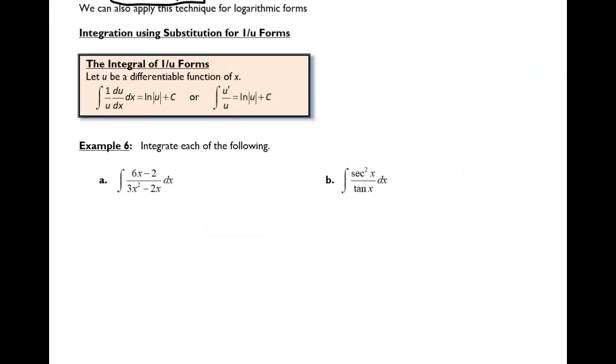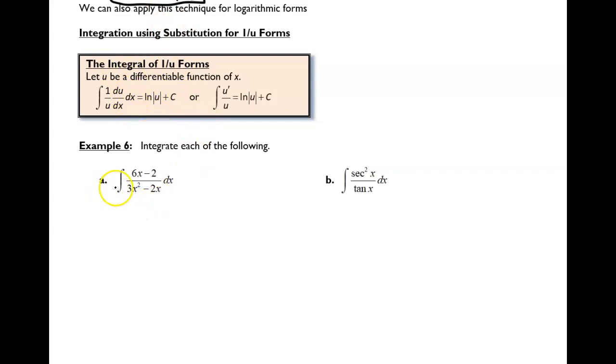And finally, we can also apply substitution for 1 over u forms. So remember that the antiderivative of 1 over u is natural log of absolute value of u plus c. What that's going to look like for u substitution is you're going to have a derivative on top, so u prime over your function on the bottom. And so you'll notice a lot of times your degree on the top is 1 less than the degree on the bottom, or you'll just notice a derivative function on the top compared to the bottom.